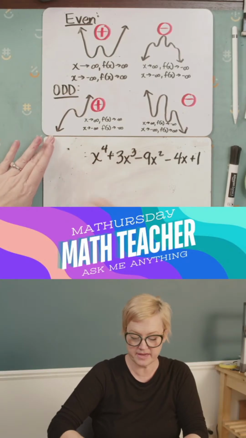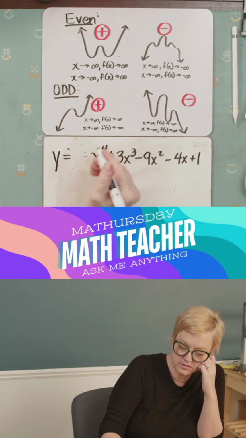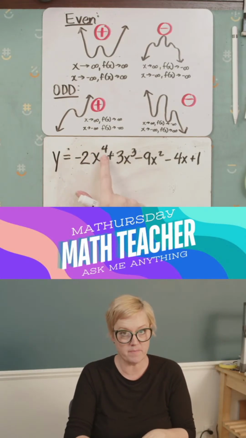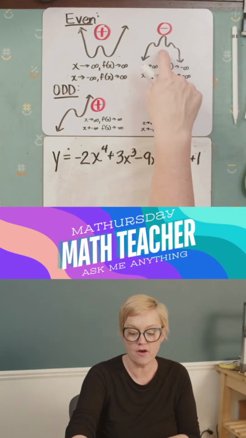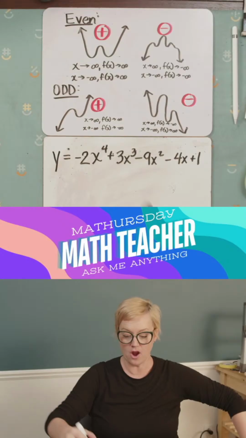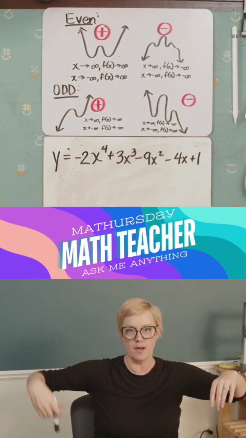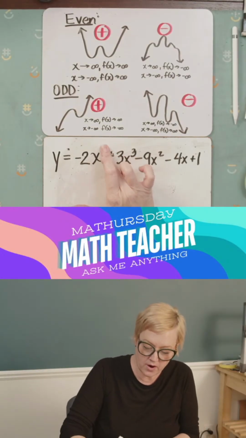Okay, if this were y equals negative 2x to the 4th, it's still an even power, still an even degree, but now it's negative, because we've got a negative 2 here. So now they're still pointing in the same direction, but down. And all of this noise in the middle is what makes it go up and down however it's going to move.